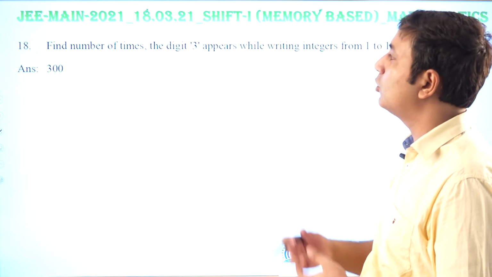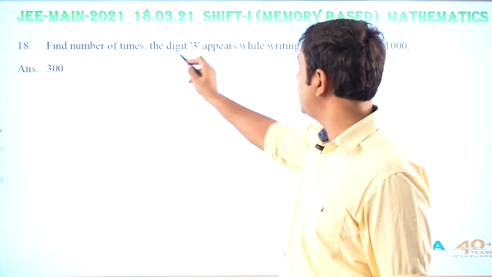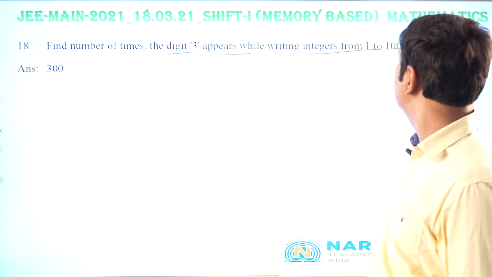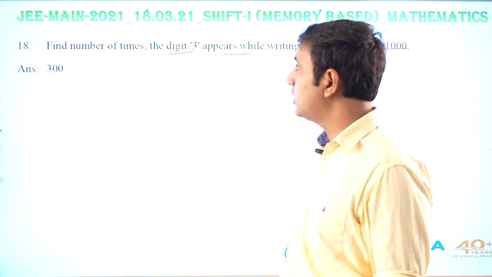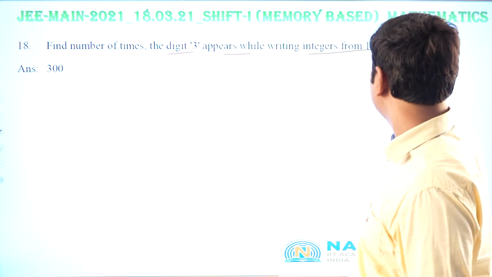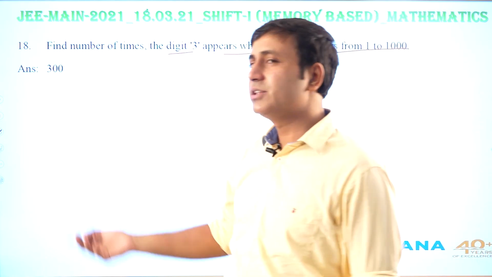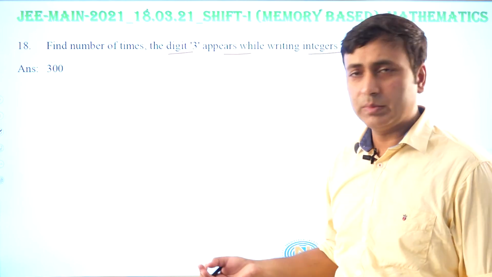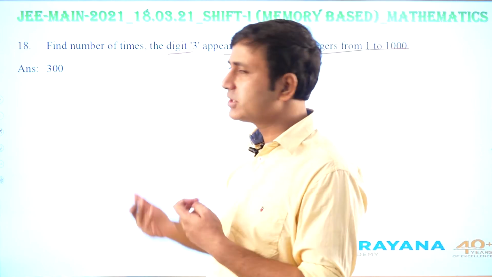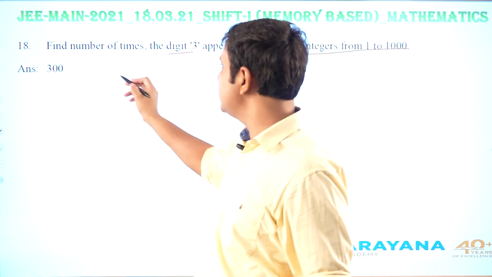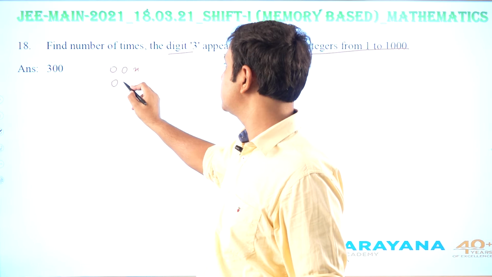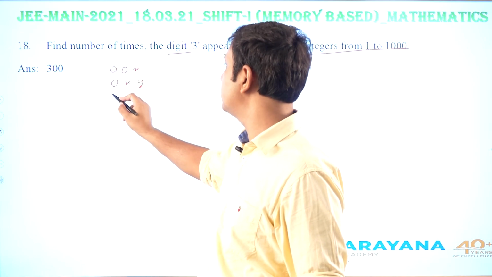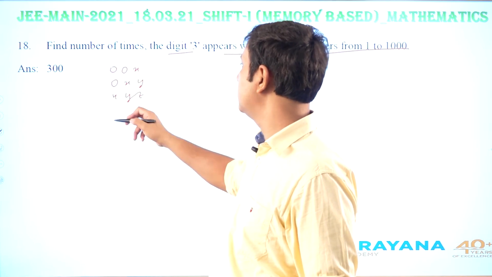Next, we have to count how many times the digit 3 appears while writing all the integers from 1 to 1000. While writing 1 to 1000, we will encounter 1 digit numbers, 2 digit numbers, and 3 digit numbers. Let us assume all are 3 digit numbers, with 1 digit numbers represented as 00x, 2 digit numbers as 0xy, and 3 digit numbers simply as xyz.